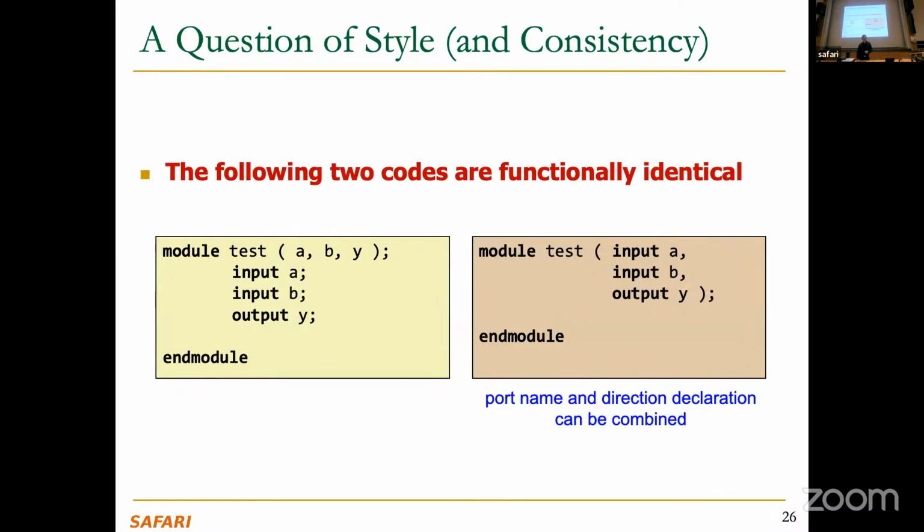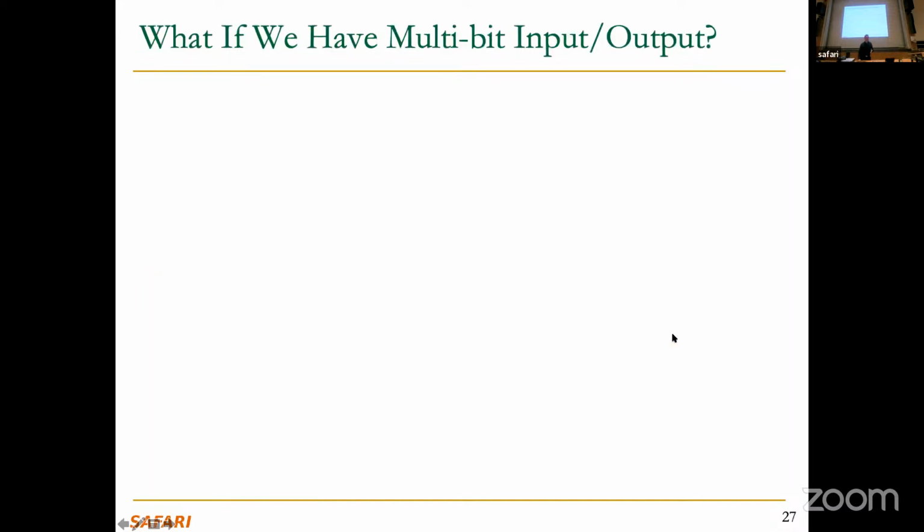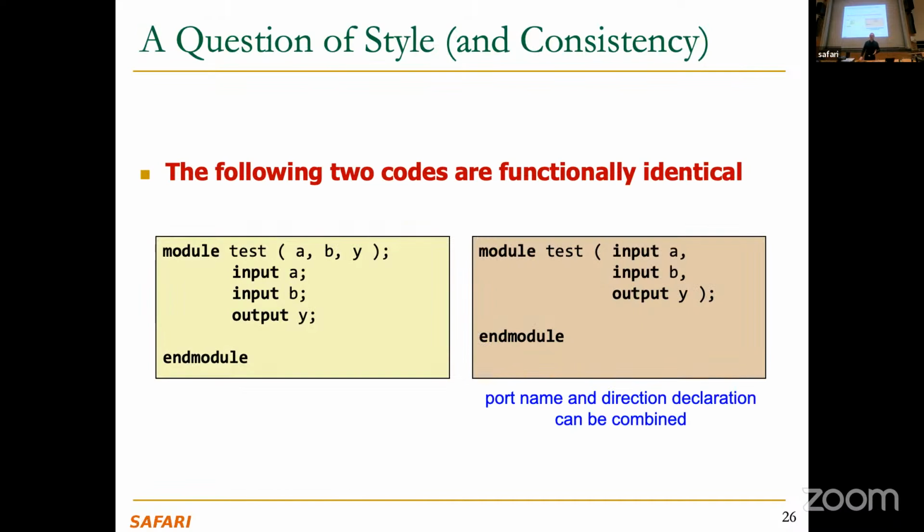I already said all of these. So you need to declare the type. There are multiple ways of doing things, just like in other programming languages. You can define this module this way, or you can define the module this way. Port and direction declaration can be combined. Usually there's a coding style handbook that you get if you're working for a company and they tell you, do it this way, otherwise your code will never pass verification or something, right?